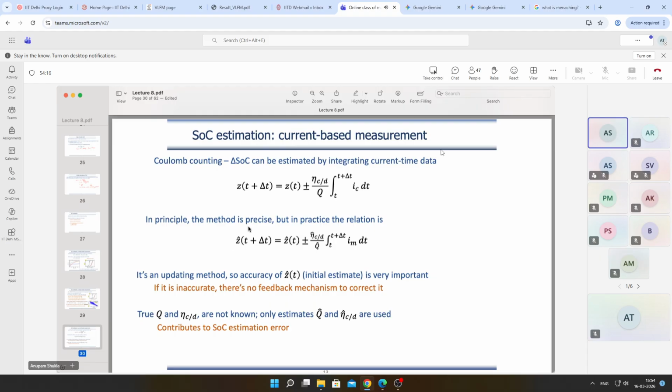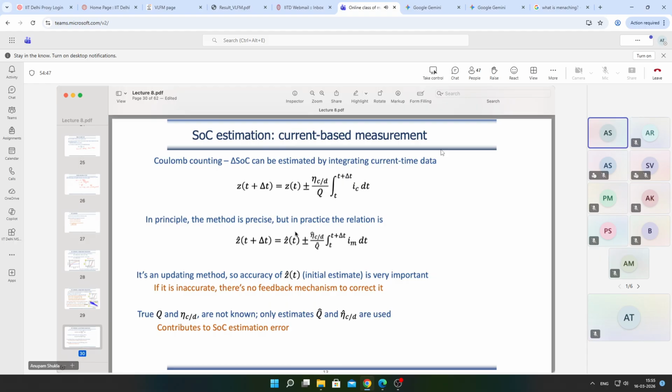So the estimate of the state of charge at time t plus delta t is equal to the estimate of the state of charge at time t. And what is the updation? Plus minus depending upon whether I'm charging or discharging. What is the estimation of the efficiency? So you have cap over eta again. Then what is the estimation of the total capacity of the cell? So you have cap over here. And instead of the true current going into the cell, I can only measure the current outside the cell. So what is the measured current?